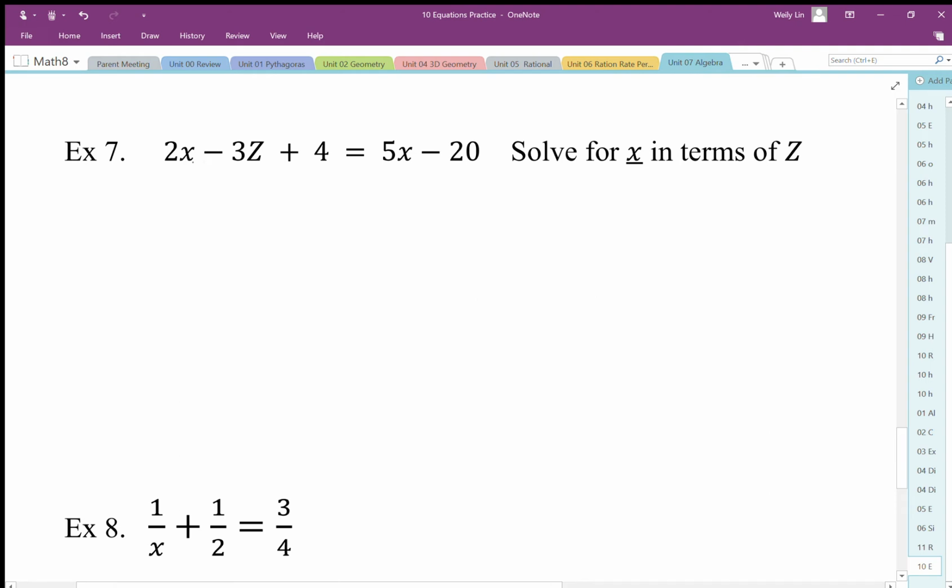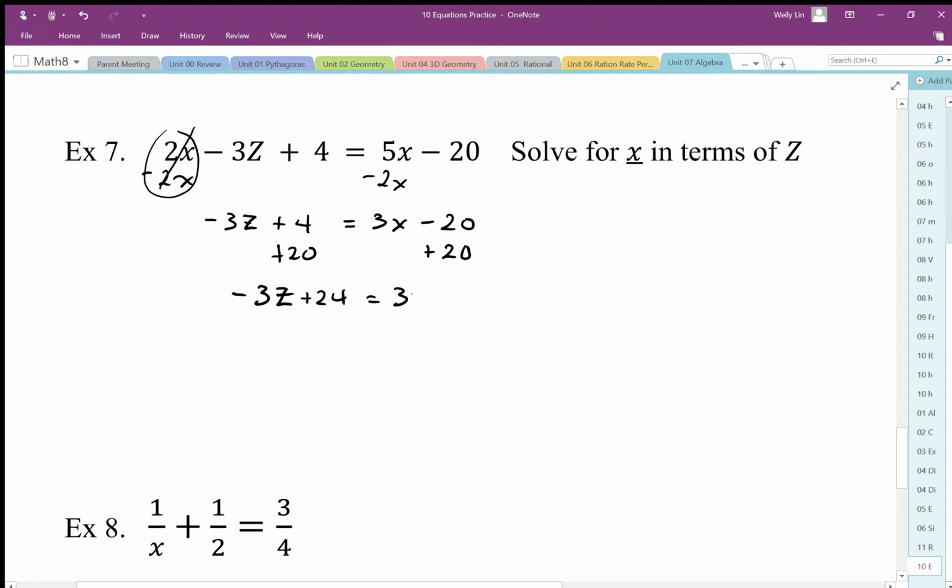So I'm going to move, first of all, my x's to the right-hand side. So that means I need to get rid of this 2x. So I'm going to subtract 2x's from both sides. And that leaves me with negative 3z plus 4 equals 3x. 5x minus 2x. Again, notice that I can show my work vertically. Minus 20. I want to get x by itself, so that means I need to get rid of the minus 20 with an opposite, plus 20. So at this point I end up with negative 3z plus 24 is equal to 3x.